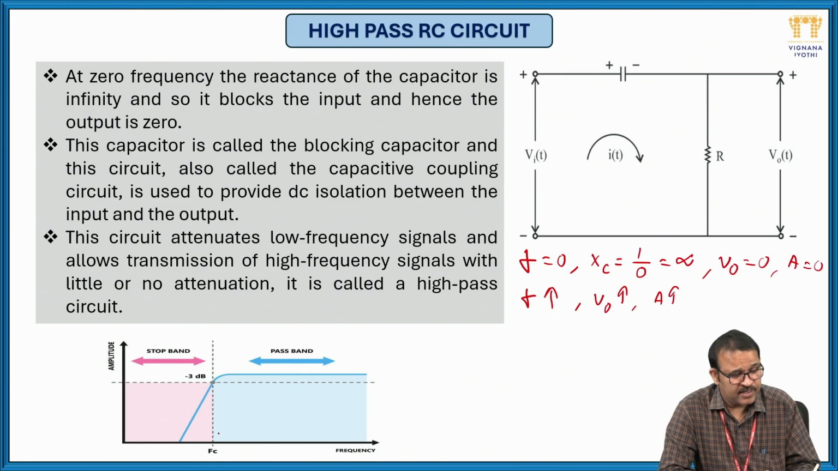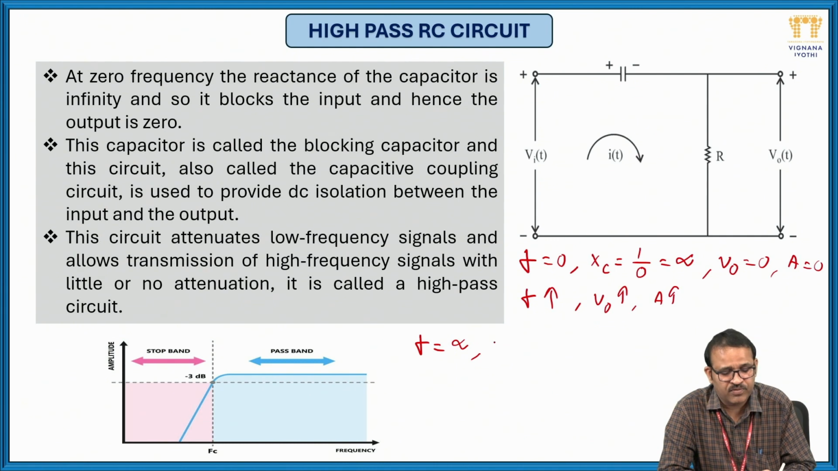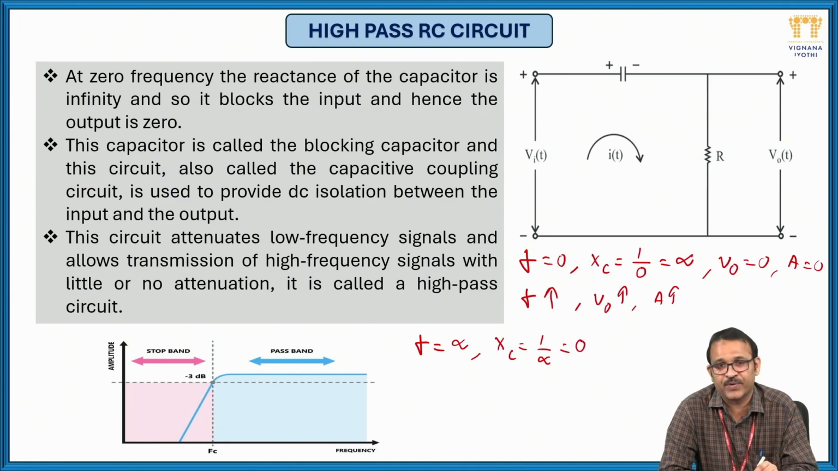After the cutoff frequency, that means if f is a very high value, if f is infinity, the reactance of the capacitor X is equal to 1 by infinity, which is equal to 0. The capacitor acts as a short circuit. The entire input voltage appears at the output. Therefore V0 is equal to Vin and the gain is equal to 1.